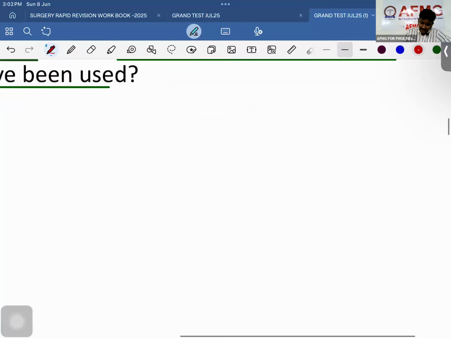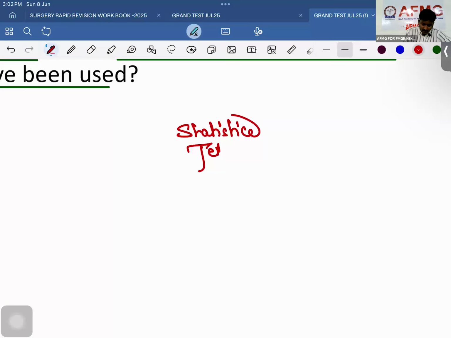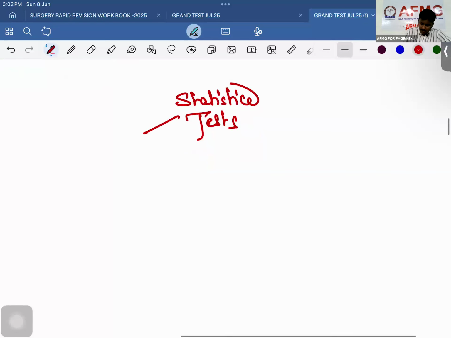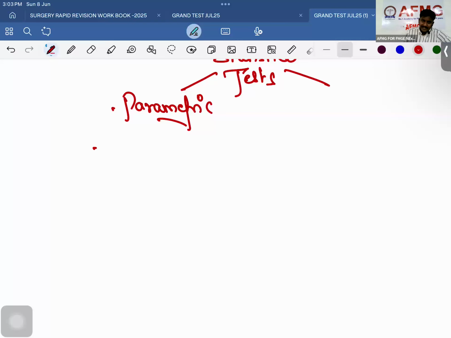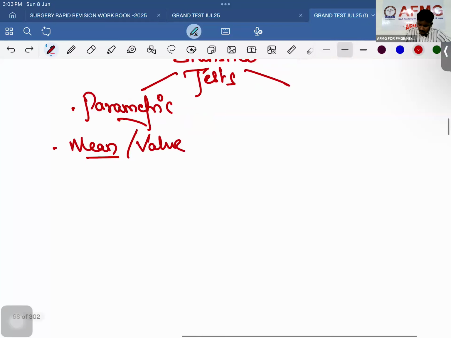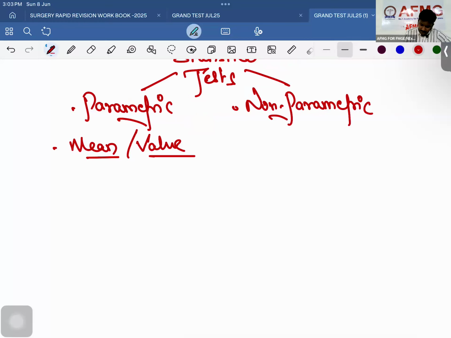So now if I talk about statistical tests, there are two types: one is parametric and the second is non-parametric. In a parametric test, what are we going to compare? In a parametric test we compare quantitative data, that is nothing else but either a mean or any kind of value. Whereas a non-parametric test is a qualitative test. Here we compare qualitative data, and by qualitative data we are either going to compare any kind of percentage or we are going to compare the fraction.